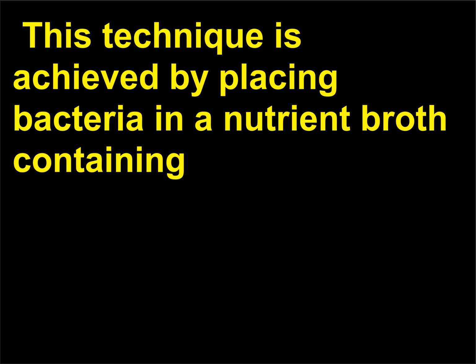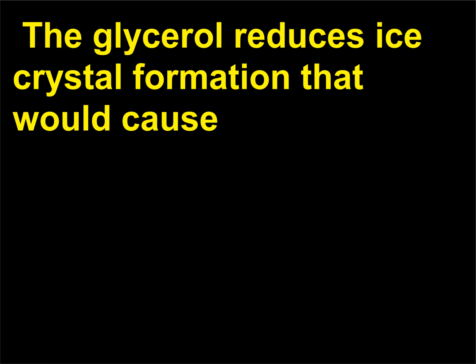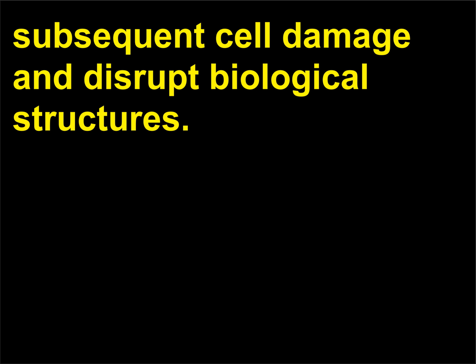This technique is achieved by placing bacteria in a nutrient broth containing 15 to 25% glycerol and freezing at temperatures of -94 degrees Fahrenheit, -70 degrees Celsius, or lower. The glycerol reduces ice crystal formation that would cause subsequent cell damage and disrupt biological structures.